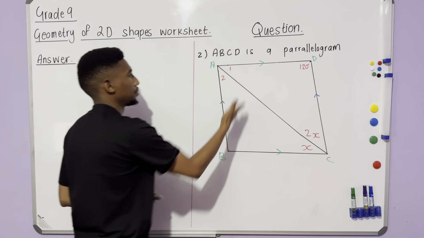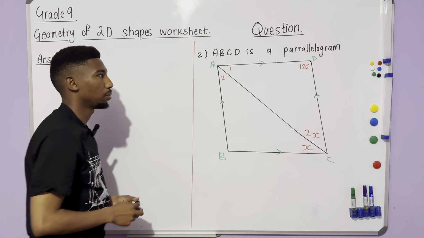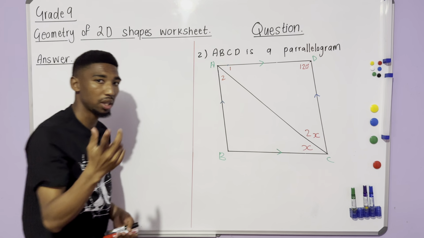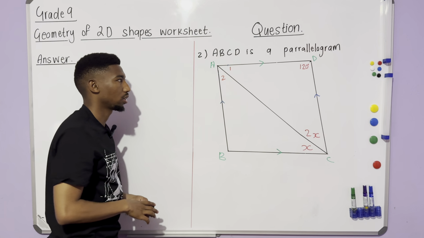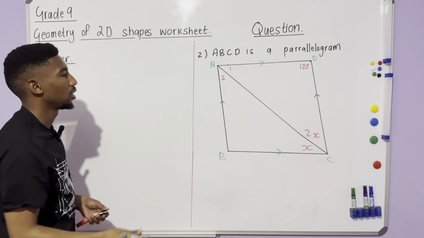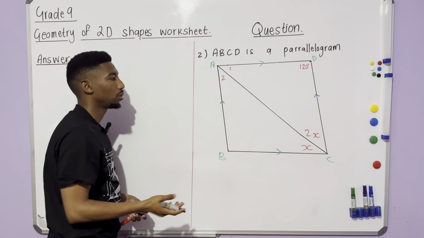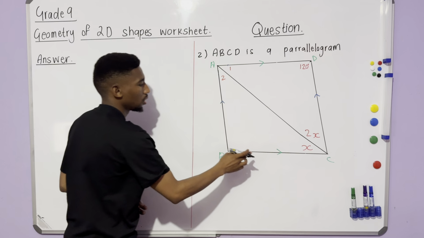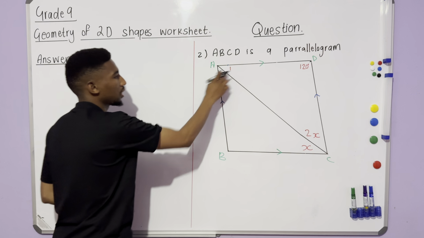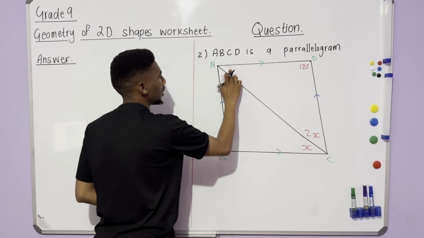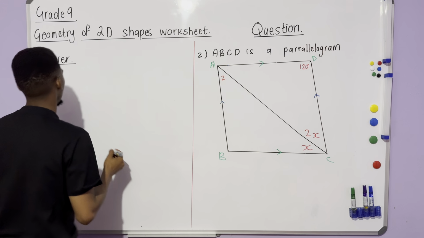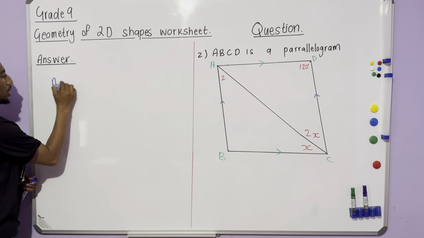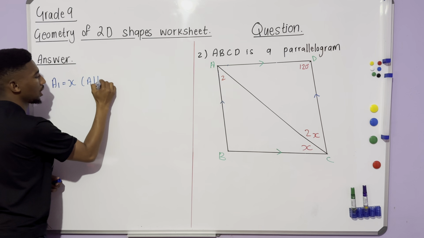Okay, as you can see again, ABCD is a parallelogram. So I can go ahead and state that the opposite sides of the parallelogram are parallel. Firstly, we need to find x and all the interior angles for this. We can again use alternating angles to find A1, and then A1 is equal to x. So we can state that A1 is equal to x because of alternating angles.